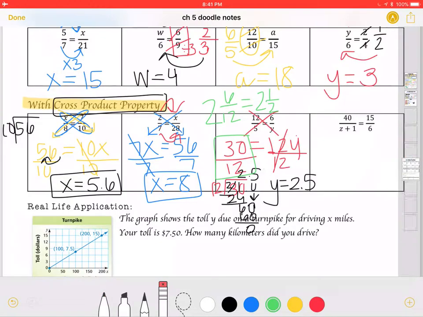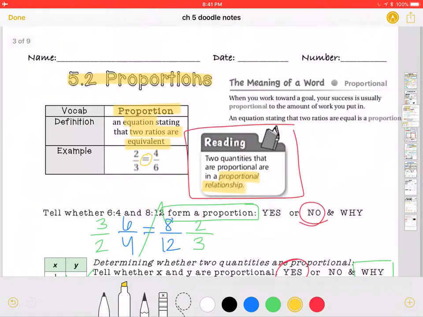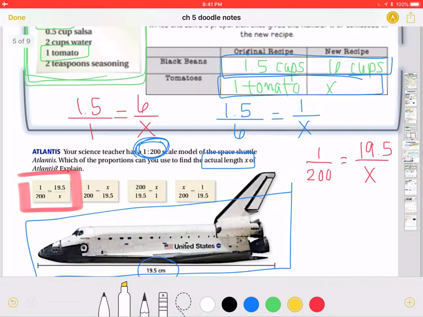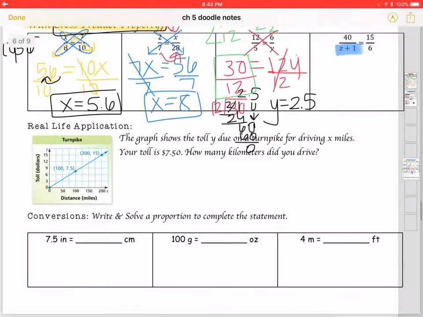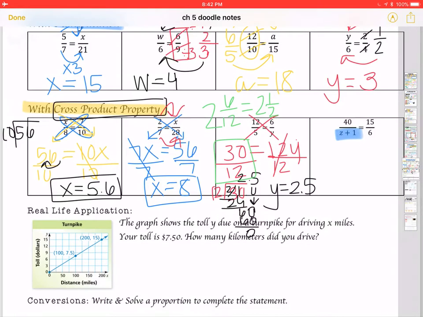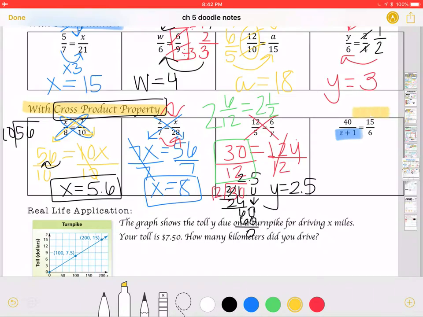Last one here. So notice something a little different. I have an entire expression on the bottom here. And I will say, if you have a highlighter, I might encourage you to highlight this box or put a nice big star.